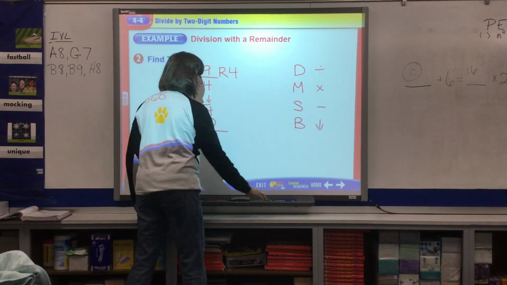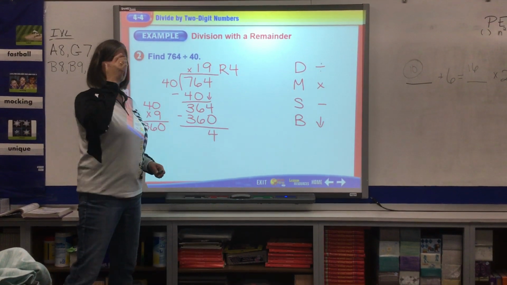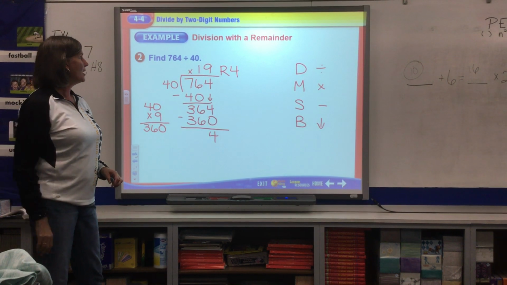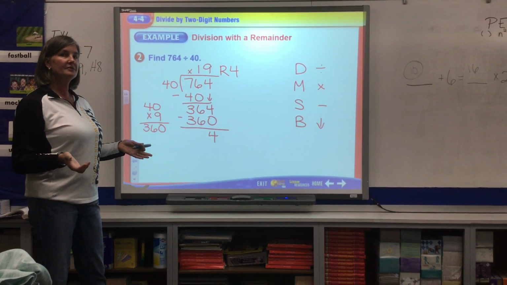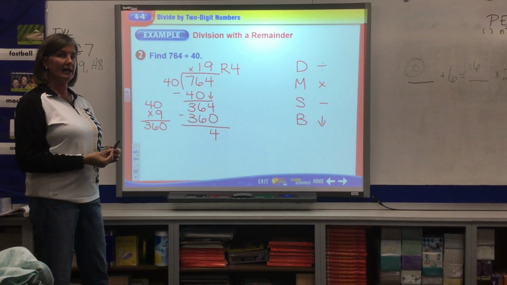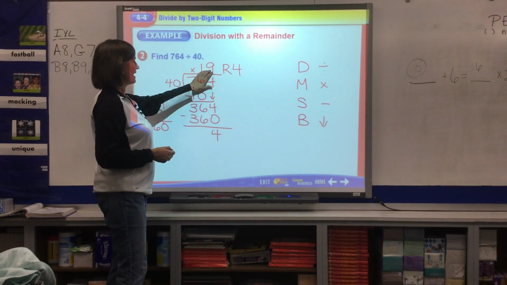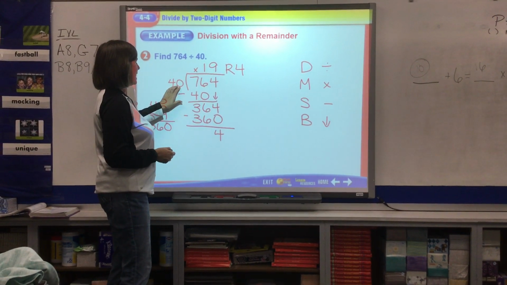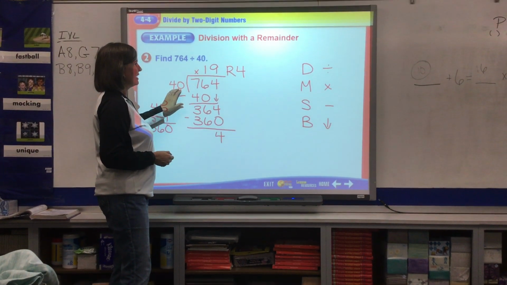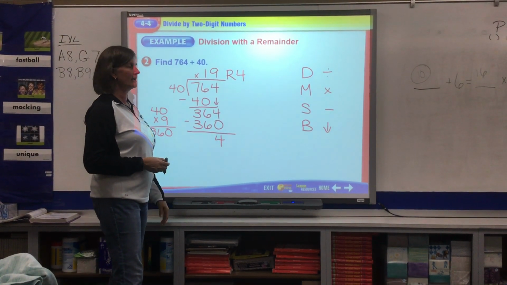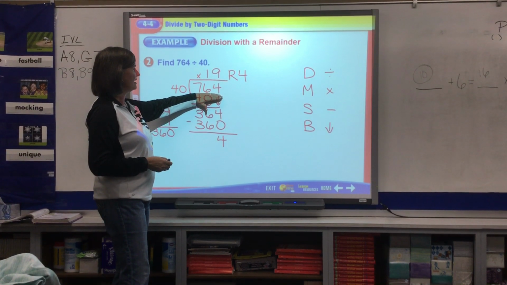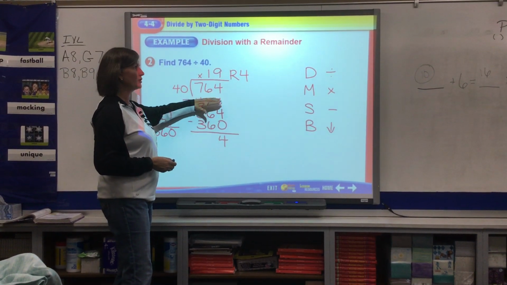Now, I want to talk really quickly about how to check a division problem. The inverse operation of dividing is multiplying, and so we can multiply our answer, our quotient, by our divisor, and then add our remainder in, and if we divided correctly, we should get this for an answer.